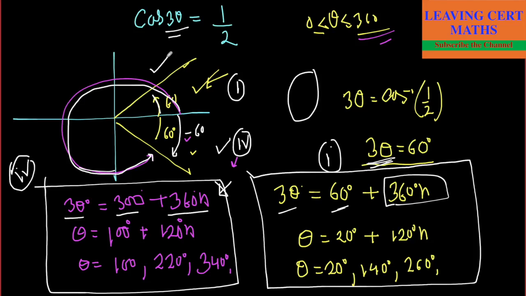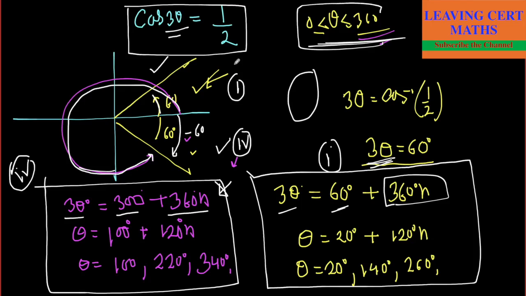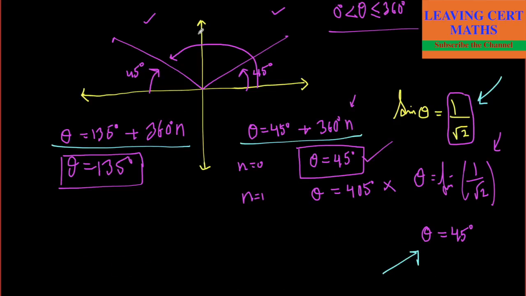Is the original question to find the angles? Yes, find the theta. They will give you this condition and they will say find the solution for theta. And always remember, if you have 3 theta and the angle is in between 0 and 360 degree, you will get 6 solutions. If you have 2 theta, you will get 4 solutions. If you have a theta, that was the last question, you will get 2 solutions, this one and this one.